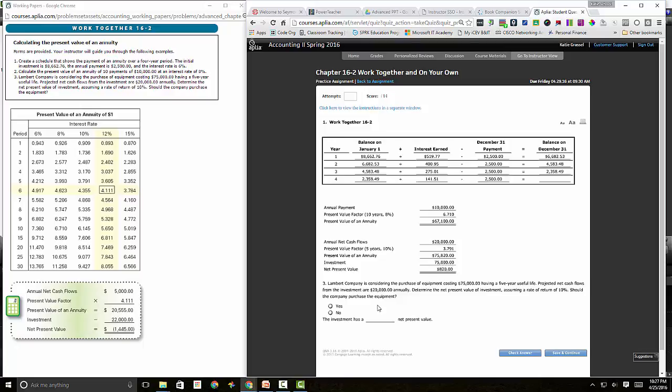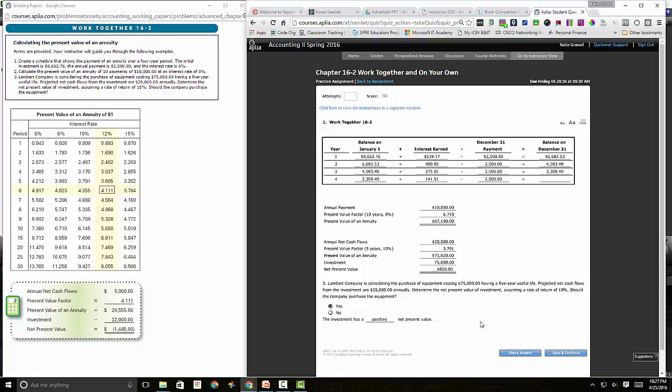So, should they invest in it? Was it a positive or negative number? Well, in this case, it was a positive number because it's $820. The example that I gave you in the presentation before was a negative, so they'd say no. So I'm going to say yes, the investment has a positive net present value.